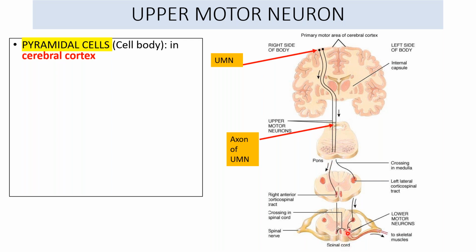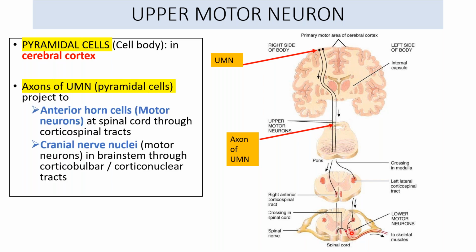So this is the axon that is terminating into the lower motor neuron, which is lying at the level of the spinal cord. The axons of the upper motor neuron, or the pyramidal cells, will terminate at the level of the anterior horn cells, or the motor neuron lying at the level of the spinal cord, in case it is corticospinal. In case it is corticobulbar or corticonuclear tract, it will end in the cranial nerve nuclei.